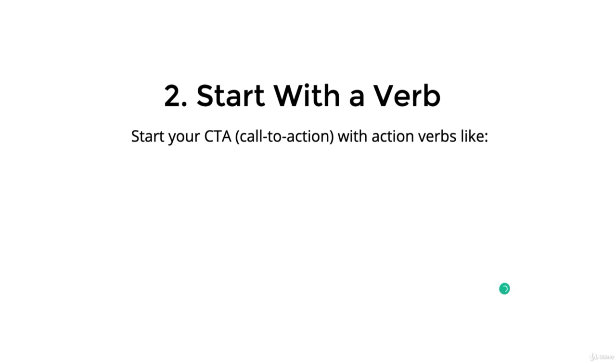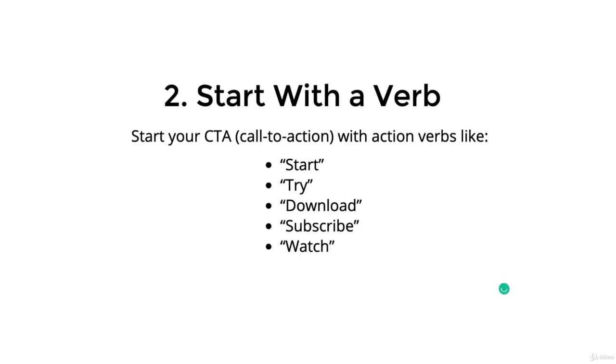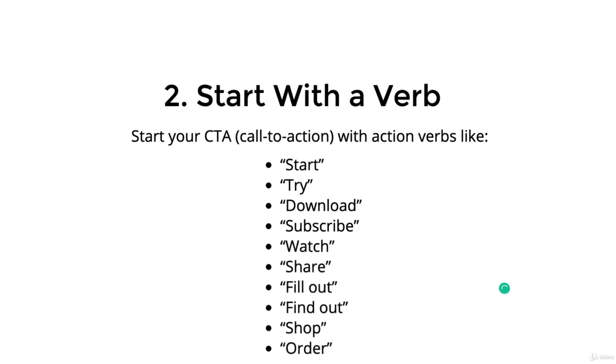So the second tip to create an irresistible call to action is to start with a verb. Now, it is called a call to action, so really start that call to action with action verbs like start, try, download, subscribe, watch, share, fill out, find out, shop, or order. It just makes it really clear that you're expecting them to take an action, and the best way to show that is by starting with an action verb.